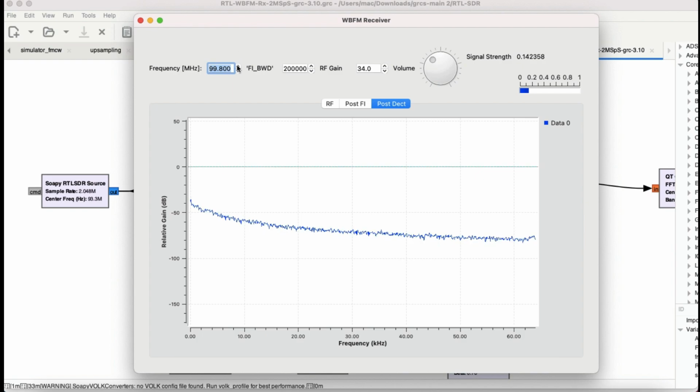So you can tune into different frequencies. I just wanted to show you this. I like this dongle actually. This thing is much nicer as compared to the dongles that I was using before. And this is how it is.